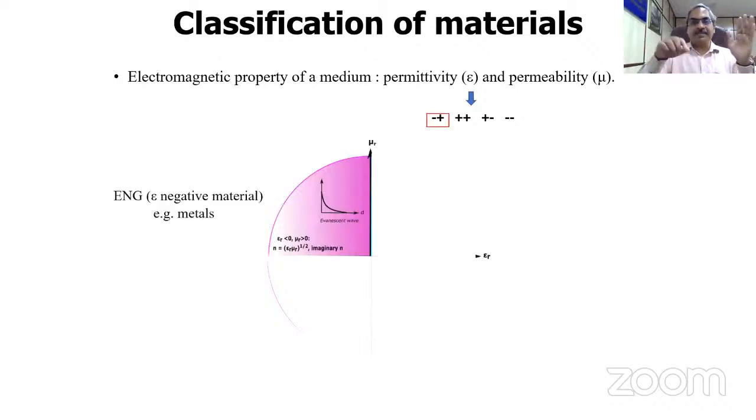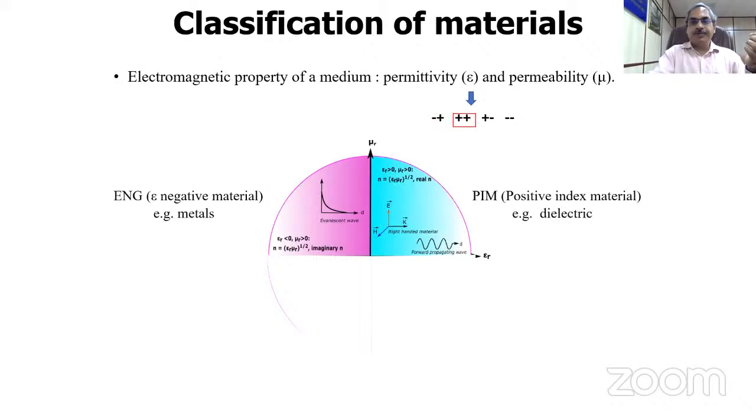For example, if epsilon is negative and mu is positive, the box shown here forms the second quadrant of the full circle which you are going to draw, which is mu versus epsilon. When you plot it, the second quadrant will show epsilon is negative but mu is positive. Metals have a large number of free electrons, for example plasma. All these have epsilon less than 0 and mu positive.